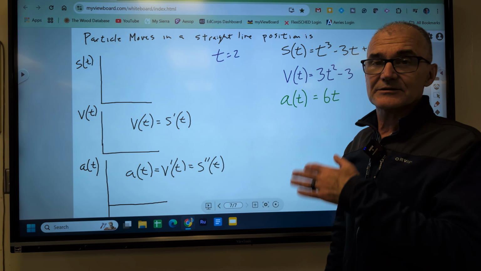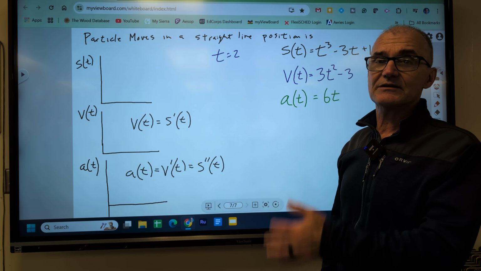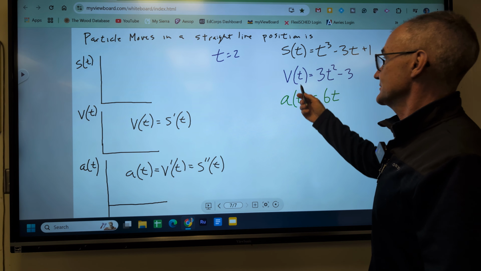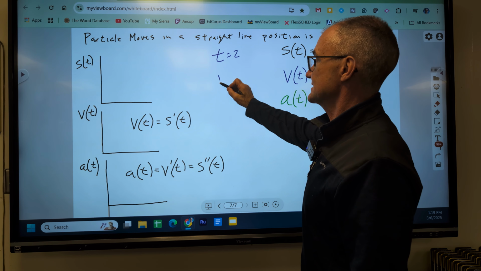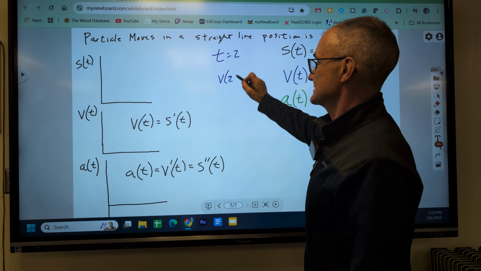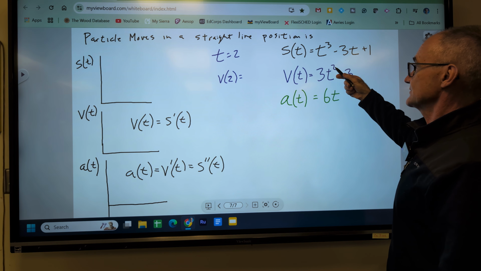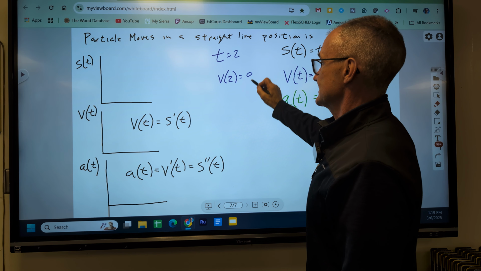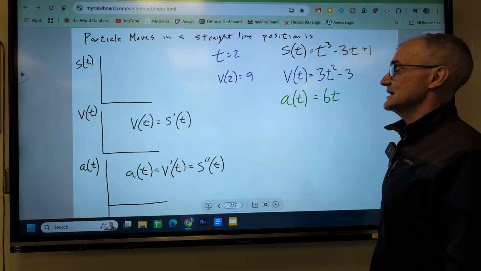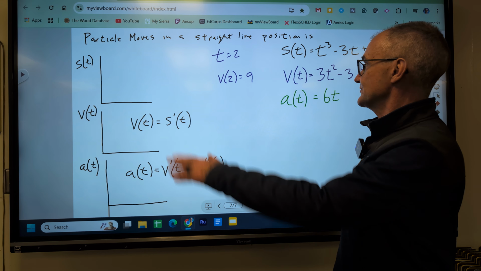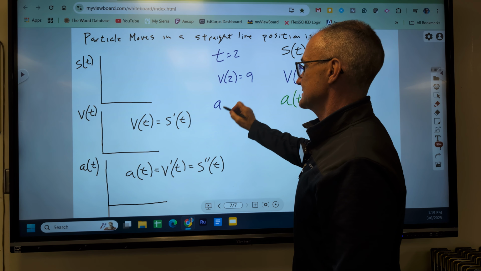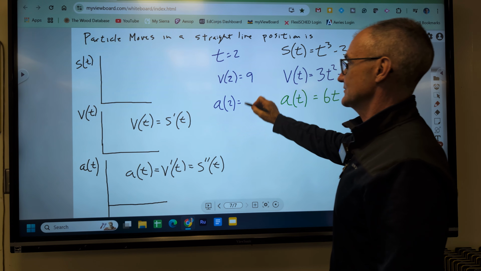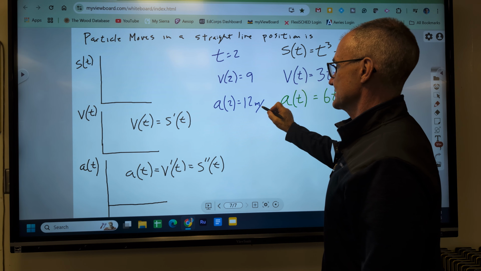Now let's say the problem says describe the motion of the particle at t = 2. The motion of it is going to be its velocity. So the velocity at 2 is going to be equal to 2 squared, 4, times 3, 12, minus 3, 9. So at t = 2, the velocity is 9 meters per second going away from me. And then the acceleration at t = 2 is going to be equal to 12 meters per second squared.